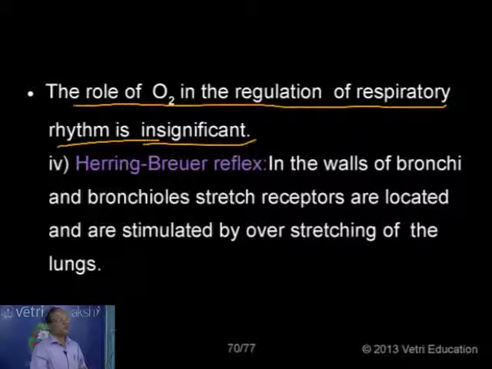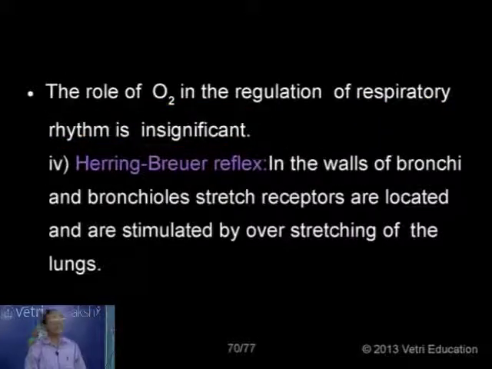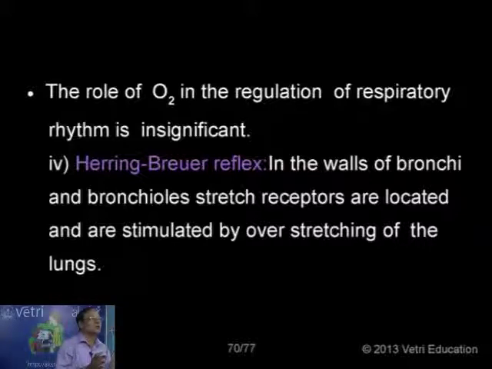Now another control, Hering-Breuer reflex, after the name of the two persons. Now there are certain receptors found in the walls of bronchi and bronchioles. These receptors can be stimulated by stretching. They are stimulated by the stretching of the bronchi or bronchioles. That is why they are called stretch receptors, also called Hering-Breuer receptors. These receptors normally can be stimulated by the stretching of bronchi or bronchioles at the height of inspiration.